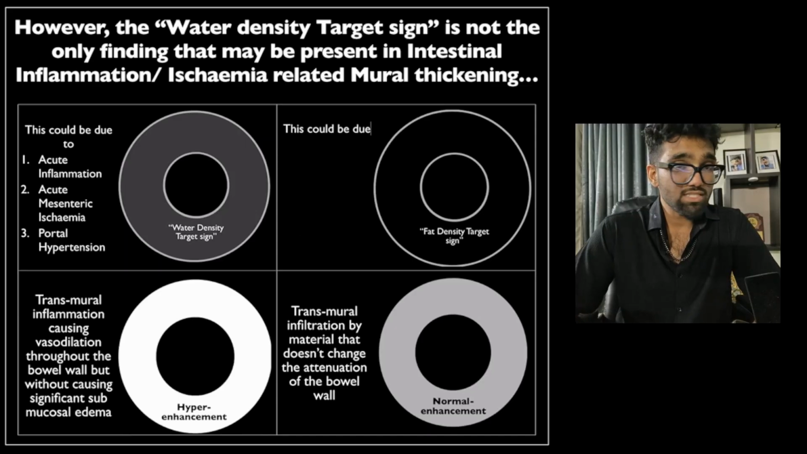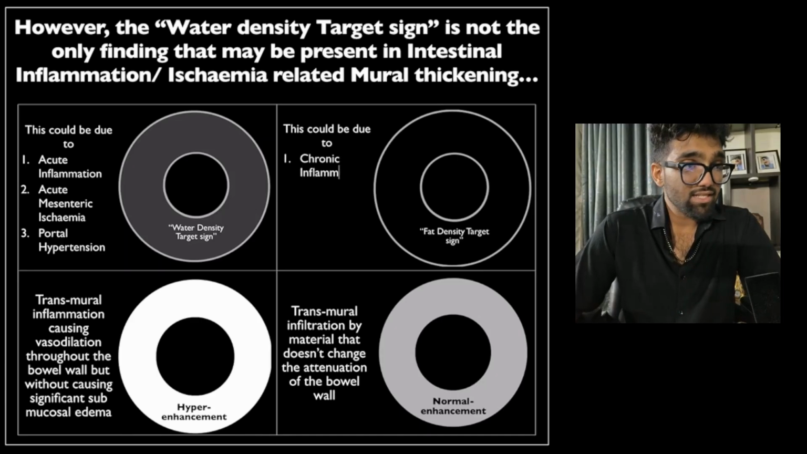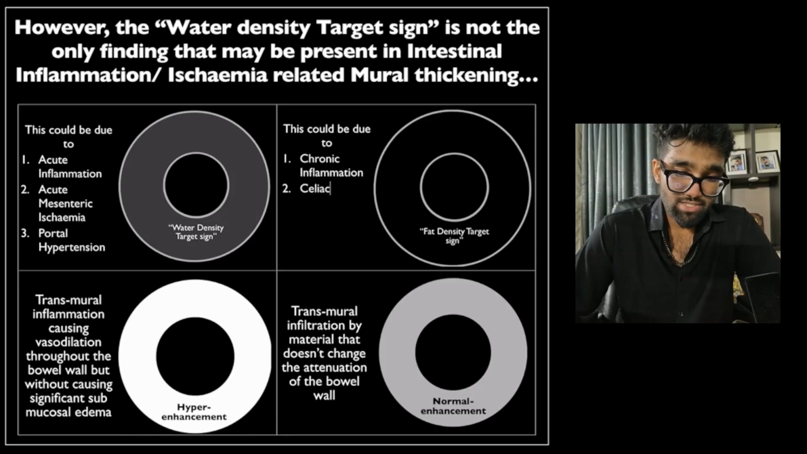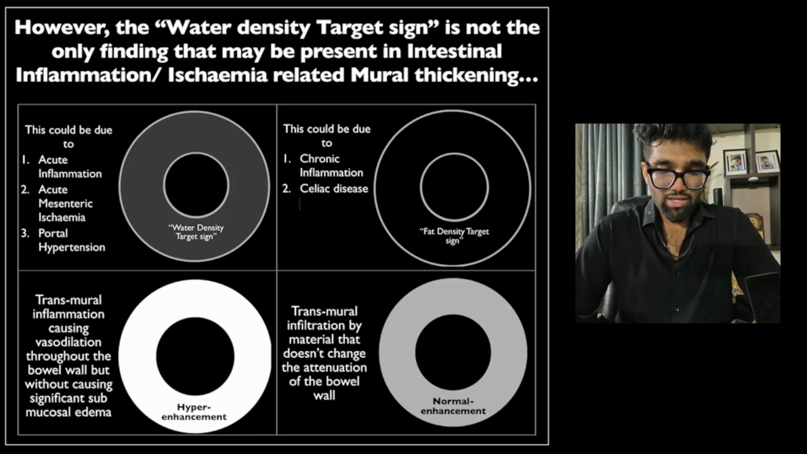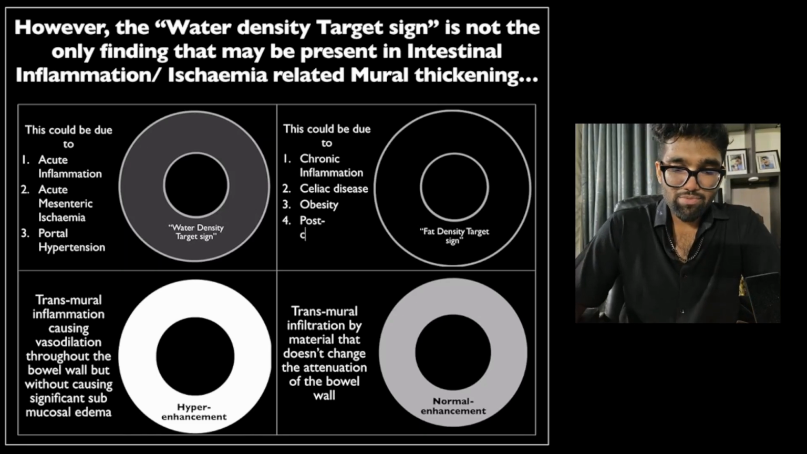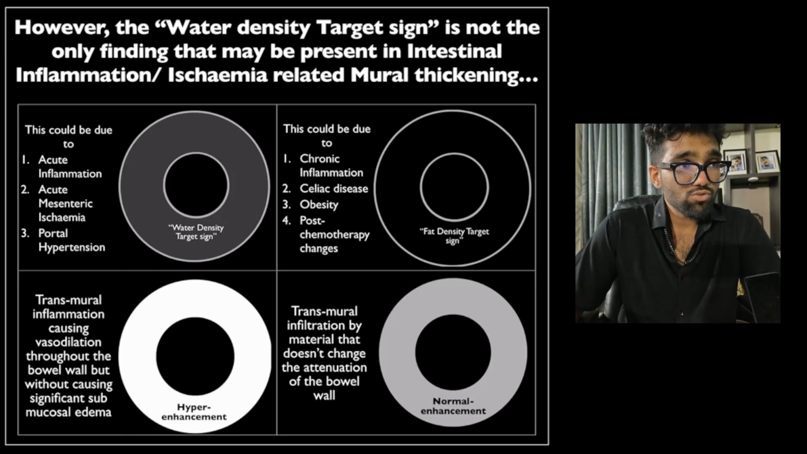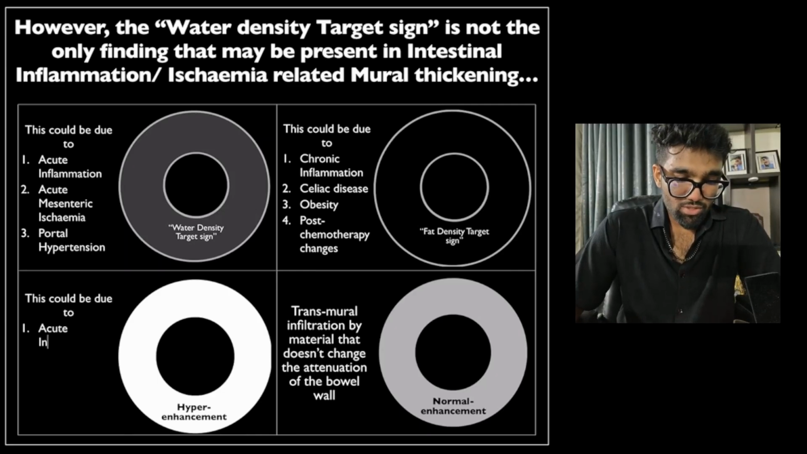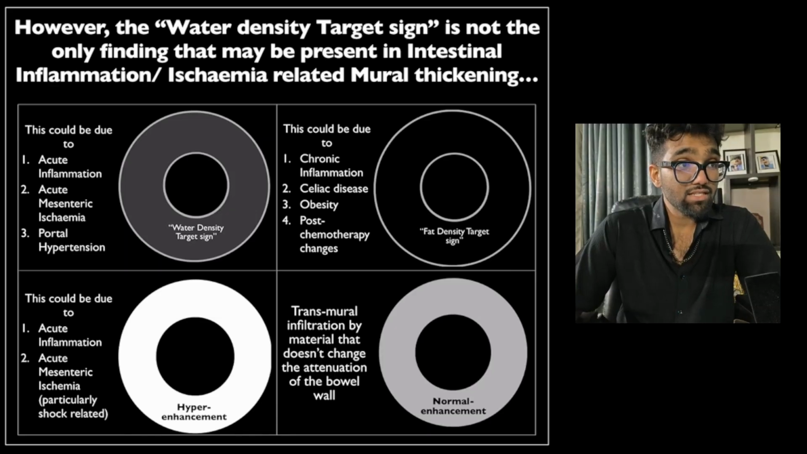Now, in case of fat density target sign, what that means is basically there is either chronic inflammation with metaplasia of cells into fat cells, or there is celiac disease, again resulting in chronic immune activation there, or the patient is just obese, so there's fat deposition there, or in patients who receive chemotherapy, there are post chemotherapy related changes. Now, hyperenhancement of the bowel wall could be again due to acute inflammation. It could be due to acute mesenteric ischemia, particularly shock related.